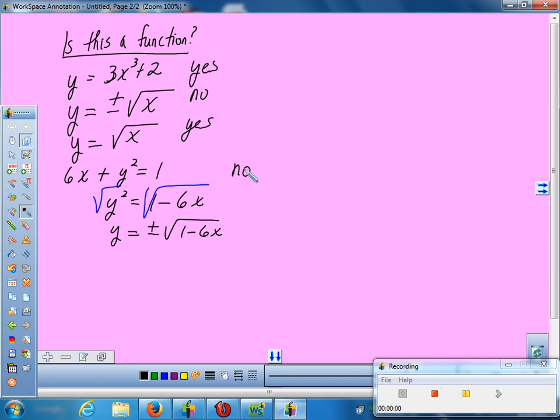How could you have known right here that you were going to end up with a plus or minus? Well, because it's an even power. That's y squared. You know you're going to square root, and it's going to give you a plus or minus. So if y has an even power on it, like y squared, y to the 4th, y to the 6th, you'll end up with a plus or minus, and so you know it's not going to be a function.